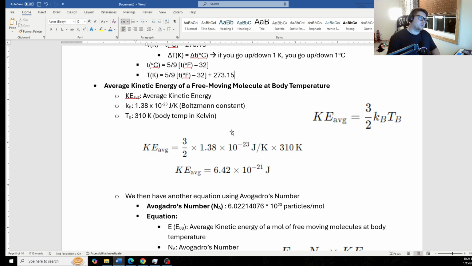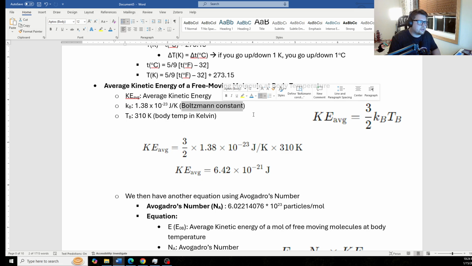Okay, so we're going to look at the little picture, the microscopic picture, and then we'll look at the big picture as to why this is all important. We have a couple of equations. We're talking about the average kinetic energy of a molecule at body temperature. KE is the average kinetic energy. Kb is the Boltzmann constant. Some really smart person did a bunch of math and figured this out. Cool, good to go.